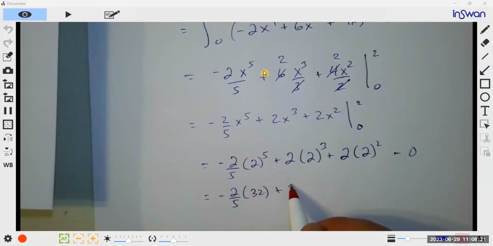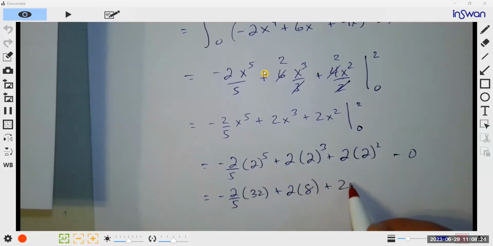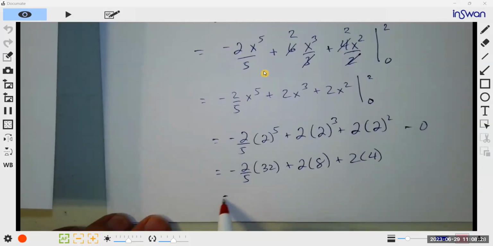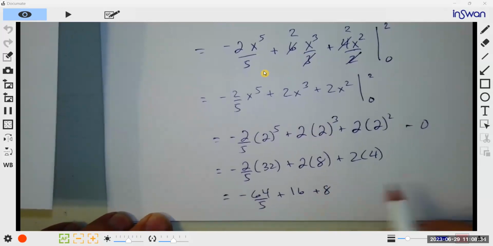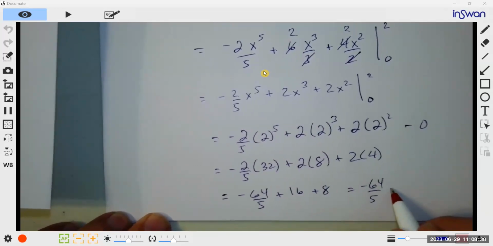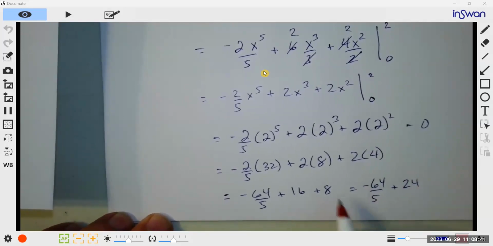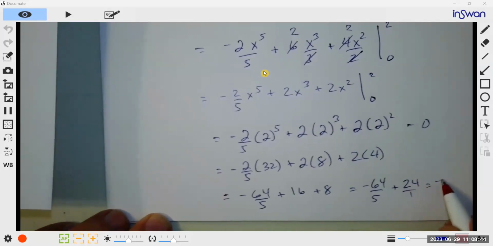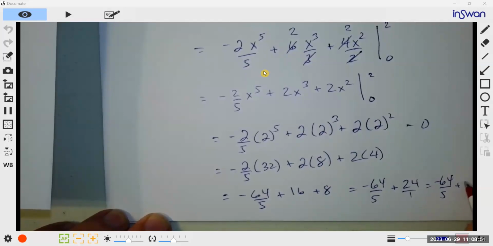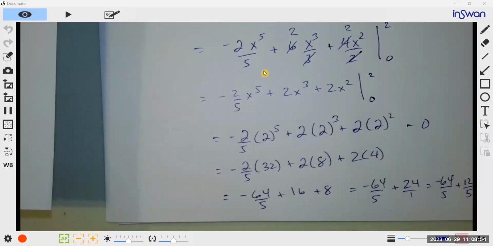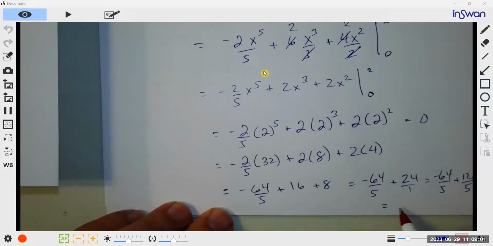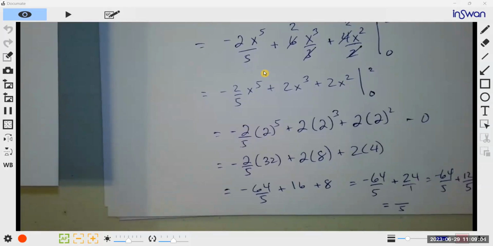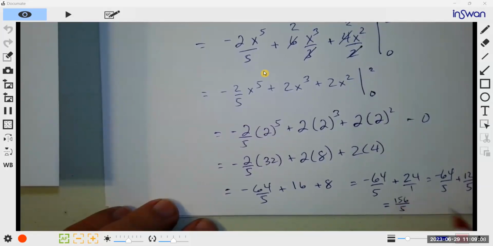32, 8, 4. Sixty-four minus over 5 plus 120 over 5. 56.